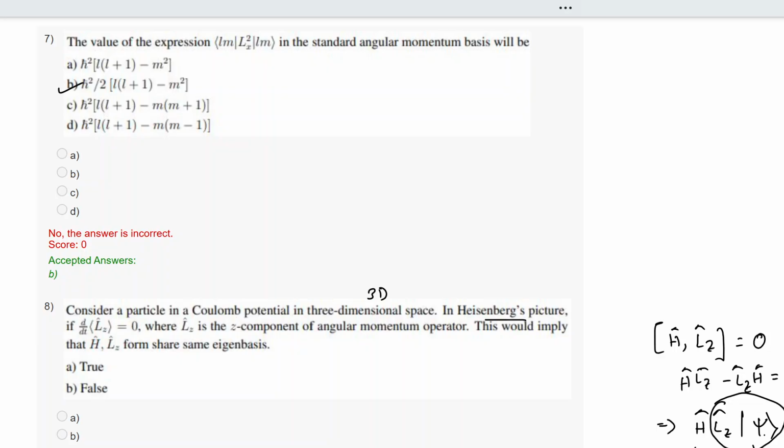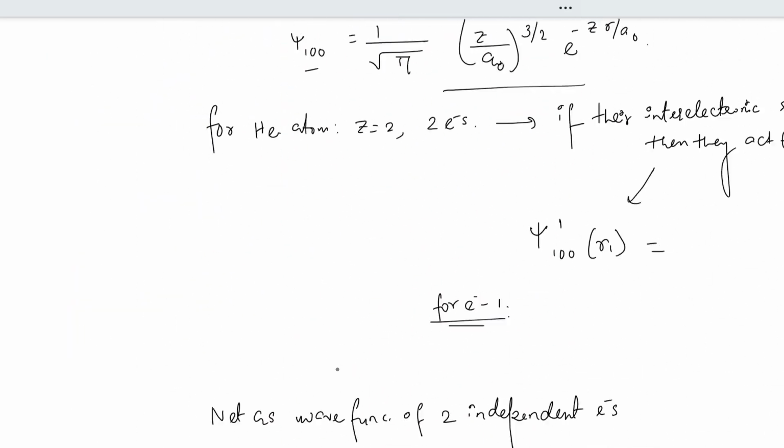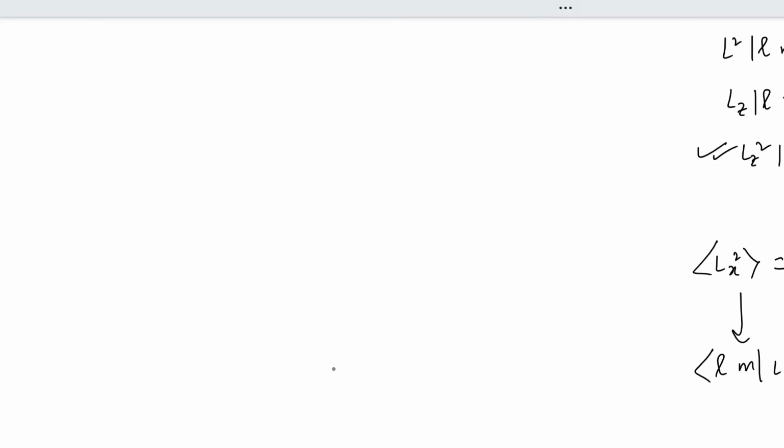So here psi can be a simultaneous eigenbasis of both the operators H cap and Lz cap, if this condition is quantum mechanically satisfied. Also, this Heisenberg's picture, this form you have to use. So let us use that and try to solve it.